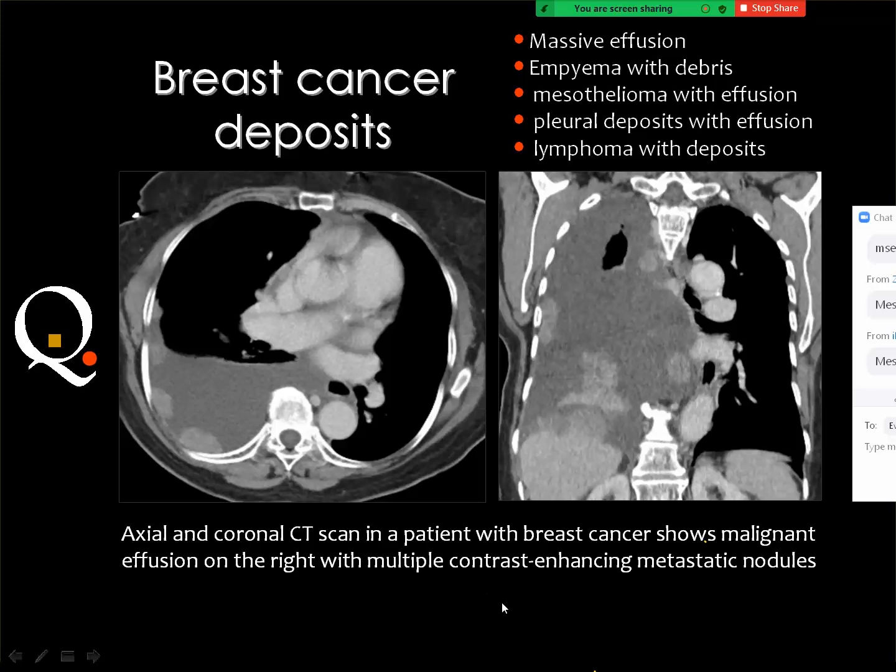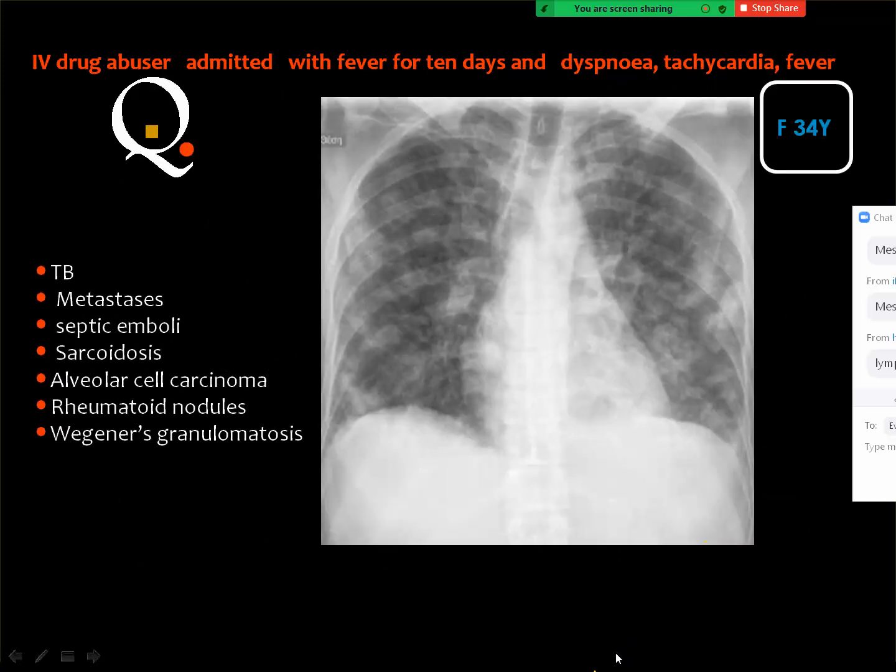Then whenever, at what time you will say that this is lymphoma, if you see any stigmata of the lymphoma in the film or in the clinical practice. Then we have a female patient, 34 years old. She is an intravenous drug abuser, admitted with fever for 10 days, dyspnea, tachycardia, and fever.